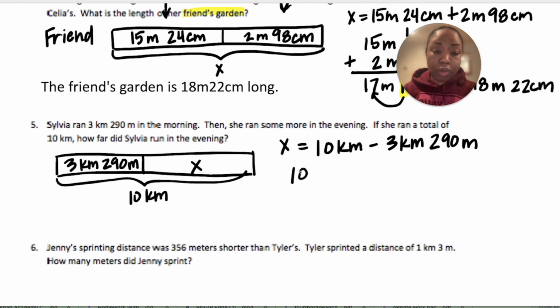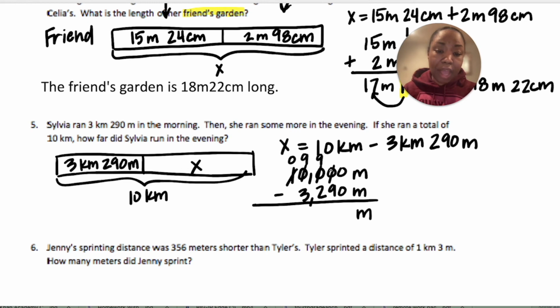So I'm going to do mixed units this time. This is 10,000 meters, and I'm subtracting 3,290 meters. Notice I made them both meters, the smaller units. I can do 0 minus 0, but I can't do 0 minus 9. So I'm going to take from the 1, it becomes 0. These zeros become 10 and then 9, and this last one becomes 10. I think I can subtract now. 0 minus 0 is 0. 10 minus 9 is 1. 9 minus 2 is 7. 9 minus 3 is 6. And now I know what she ran in the evening.